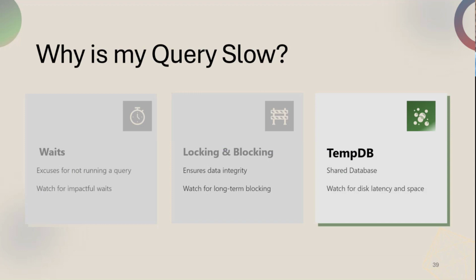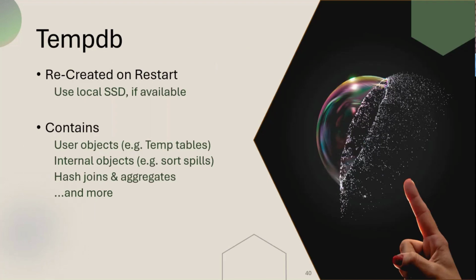So another reason queries could be slow, and this gets back to the previous session a little bit. Something to remember about TempDB is that there's one for every SQL instance. So it's a shared database across all of the databases, all of the queries. Everything's using that same TempDB, so contention's an issue. One of the things we can watch for from an admin perspective is disk latency, and ensure we have enough space for TempDB.